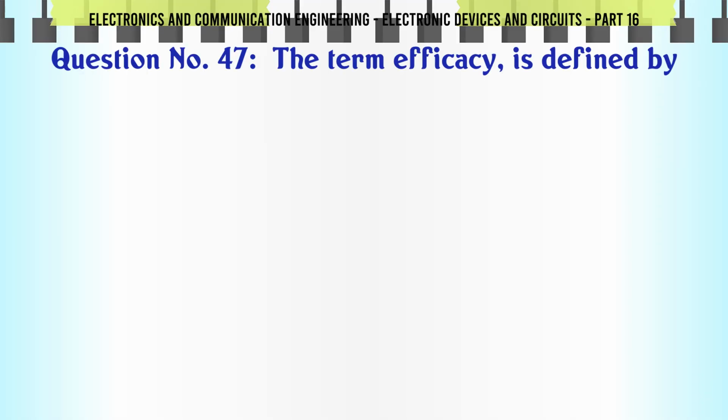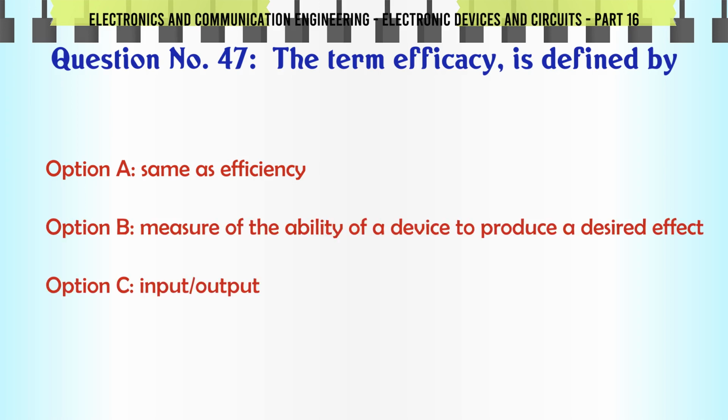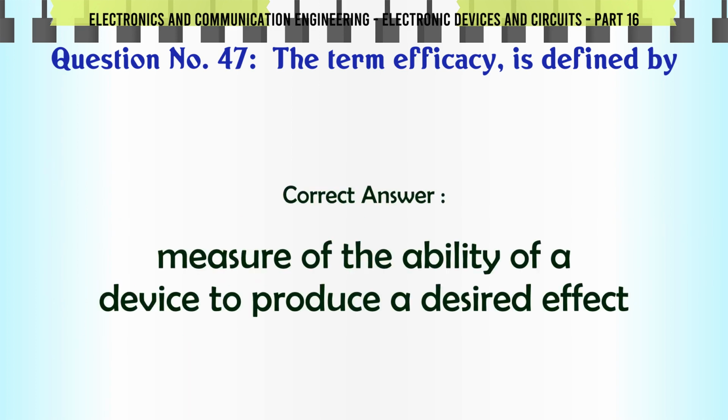The term efficacy is defined by A. same as efficiency, B. measure of the ability of a device to produce a desired effect, C. input-output, D. efficiency. The correct answer is measure of the ability of a device to produce a desired effect.